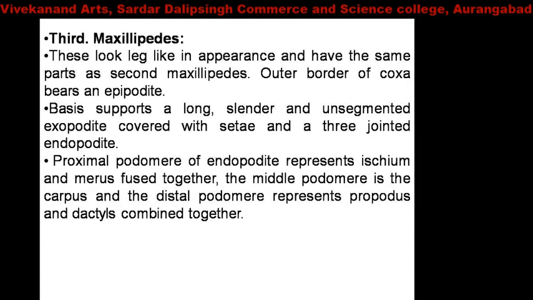Then third maxillipedes, these look leg-like in appearance. It seems to have a leg-like appearance, but it is a maxillipede having the same parts as the second maxillipede. Outer border of coxa bears an epipodite. Basis supports a long, slender and unsegmented exopodite covered with setae and a 3 jointed endopodite. Proximal podomere of endopodite represents ischium and merus fused together. The middle podomere is the carpus and the distal podomere represents propodus and dactylus combined together.